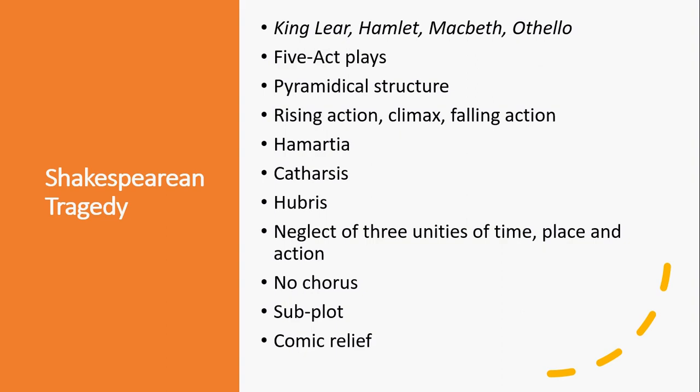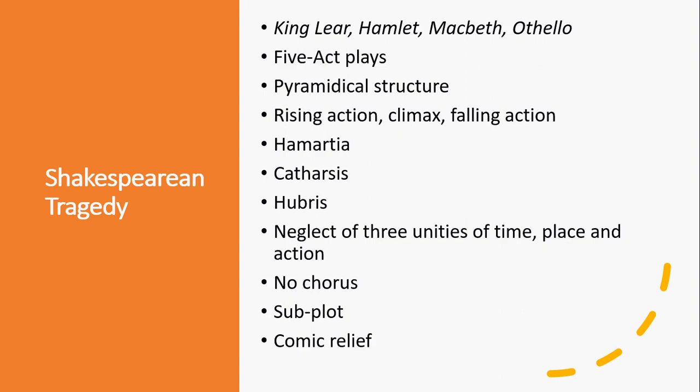In the tragedy that Aristotle talked about, he talked about 3 unities. He felt that the unity of time, place, and action should be maintained. However, in Shakespearean tragedy, we find that Shakespeare does not follow the unity of time, place, or action. His play is not structured around one day. It is not set in one place, and the action does not revolve around a 24-hour period. Instead, what Shakespeare does is he follows the unity of the character. We have the neglect of the 3 unities of time, place, and action in Shakespearean tragedy.